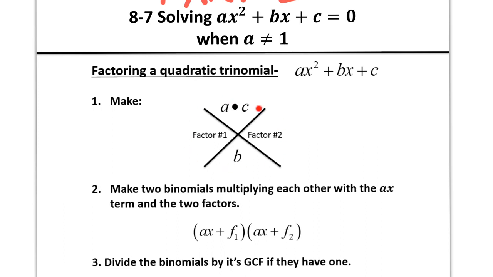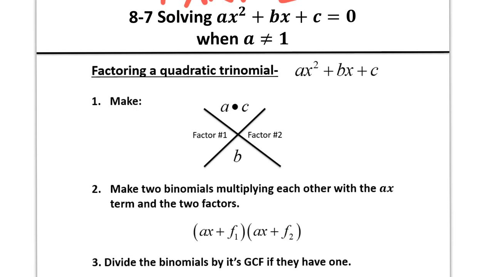Well, make sure you do your diagram. You multiply the a value times the c value. That goes up here. Your b term goes down here. And then you have your two factors. You have to look for two factors that will multiply to this number and give you the b value when you combine. And after you have that diagram, step number 2, you make two binomials multiplying each other with the ax term and the two factors inside of the parentheses. So ax, you go back to the trinomial, there's the ax times the ax, and f1, which is factor number 1, f2.